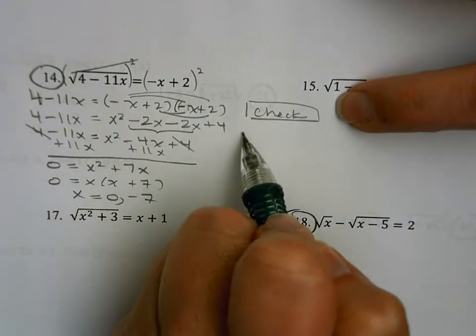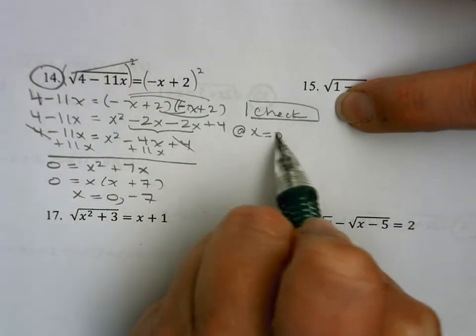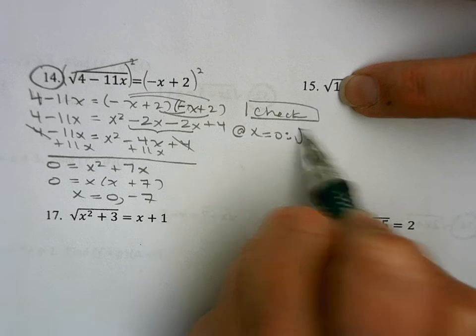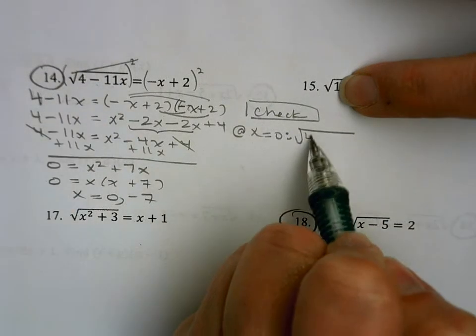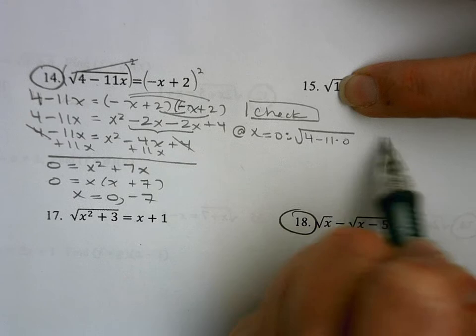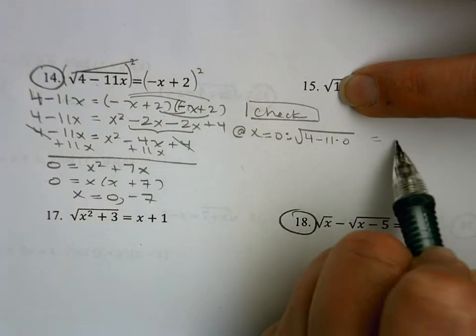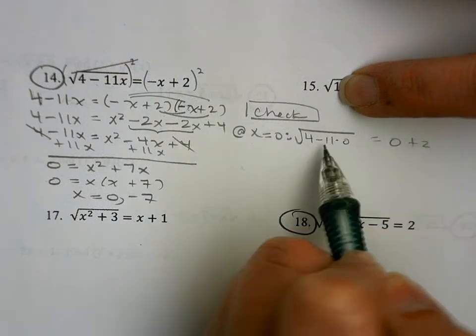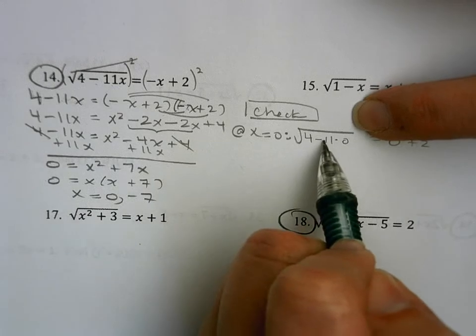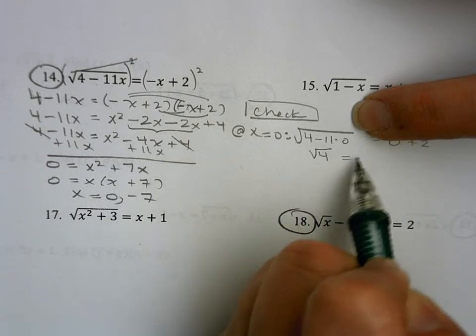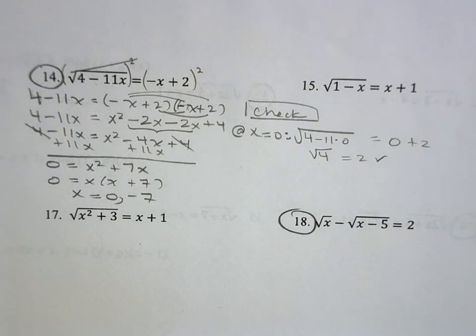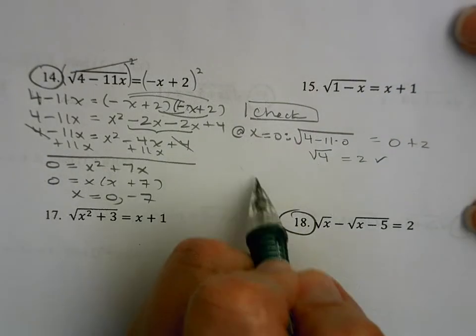So I'm going to do 0 first. I'll get 4 minus 11 times 0. And then into here, so negative 0, which is 0. And so that's just 0 here. That'll give me the square root of 4. And does that equal 2? So 0 is good. And now let's try negative 7.